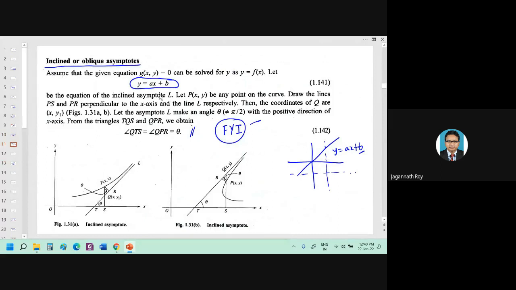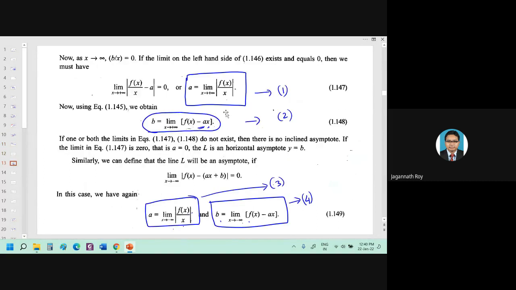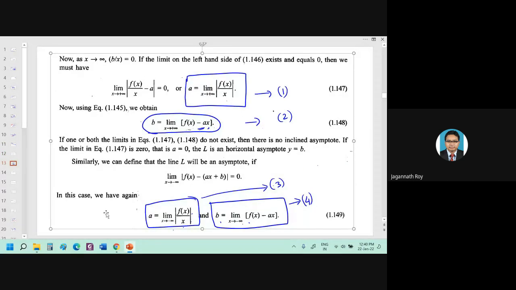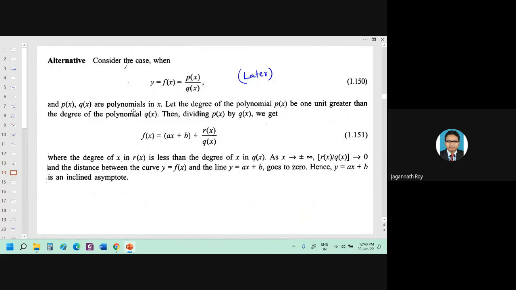In fact, this is not part of our syllabus, but I still include it. We just have to calculate these limits. These 4 limits are sufficient to calculate the inclined asymptote. But if you want to see the proofs also, I have included them here. So you can go through it. I hope you will understand.